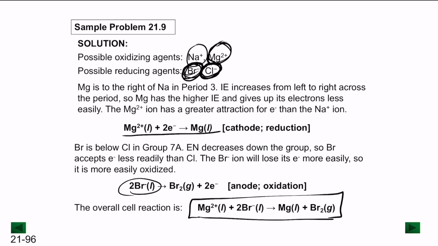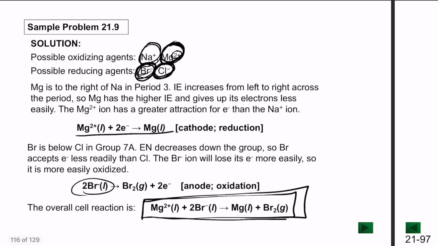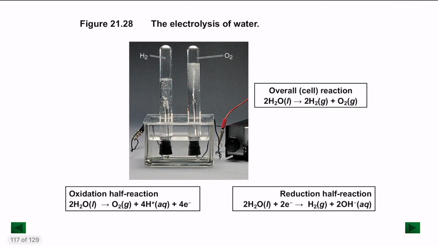The same thing happens here with magnesium. Magnesium has a larger effective charge, which results in an easier reduction process in comparison to sodium, which has only a single charge. Therefore, magnesium and bromine are the ones that accumulate at the cathode and anode respectively.